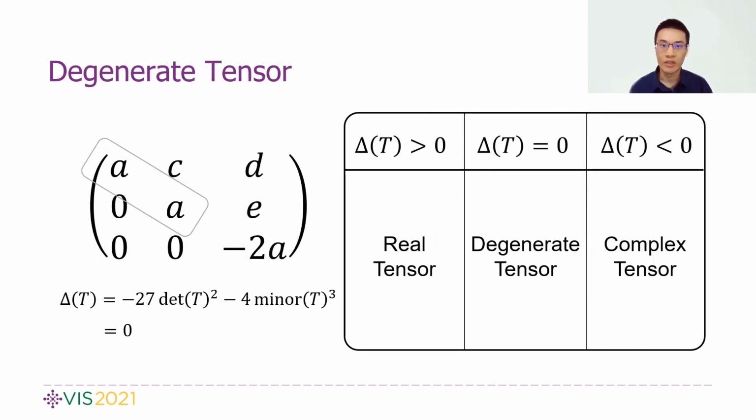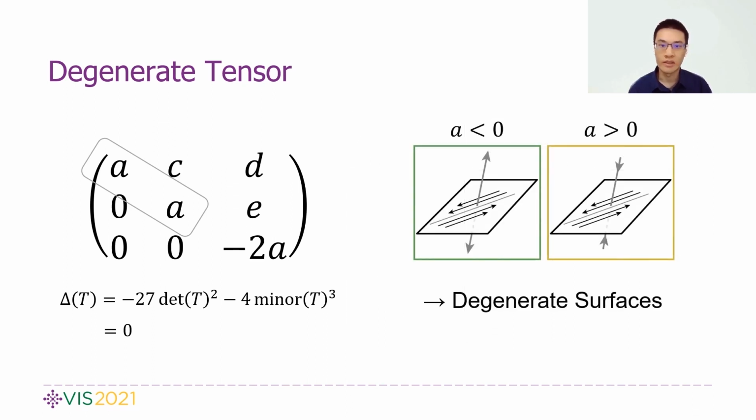The boundary between the real and complex domain consists of tensors with zero discriminant. We refer to such a tensor at the boundary as a degenerate tensor. A degenerate tensor has at least two repeated eigenvalues, as pointed out by its Schur form. And the degenerate tensors form surfaces, which we refer to as the degenerate surfaces. On the right, we show the shear form patterns of degenerate tensors by projecting the tensors onto the planes corresponding to the subblock of the Schur form.